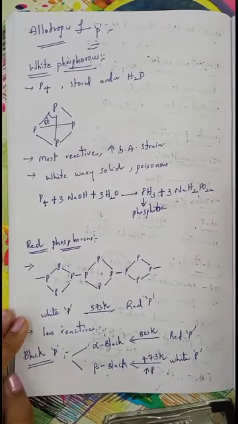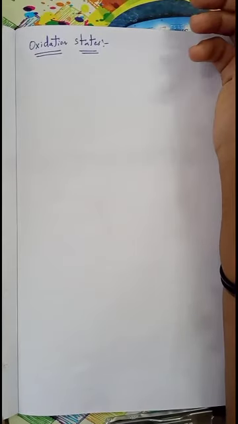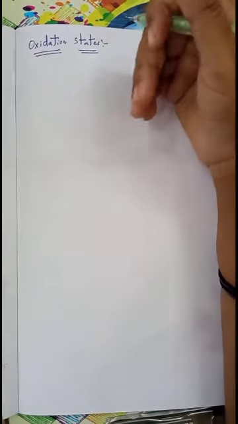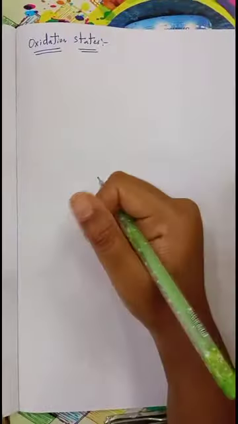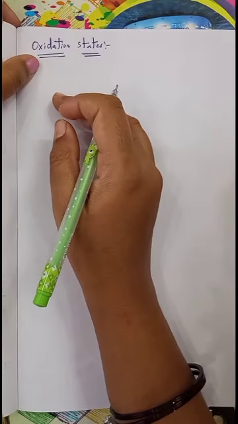Now we will discuss another property. Another important general property is oxidation states. These oxidation states are obtained for different elements either by losing electrons or by gaining electrons. Whenever an element gains electrons, it will show a negative oxidation state. When it loses electrons from its outermost shell, it can show positive oxidation states. Now we'll see the possible oxidation states for the 15th group elements.